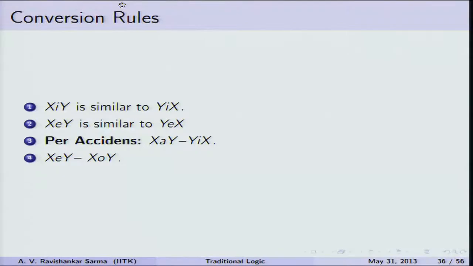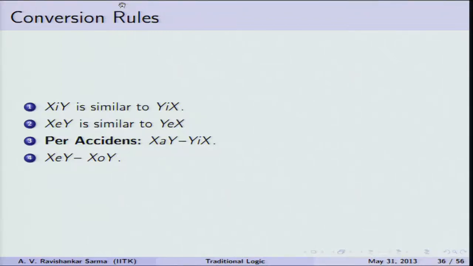So these are the conversion rules which we were talking about. This is the simple conversion rule: XIY, that means some X are Y, is equivalent to some Y are X. Some cats are animals means some animals are cats; the two are one and the same.